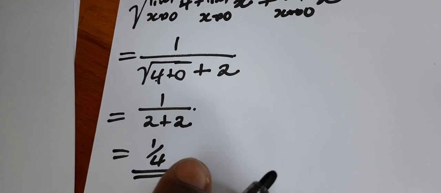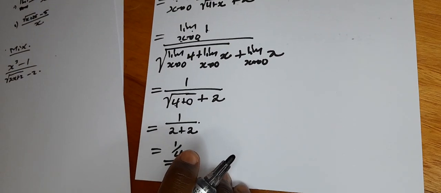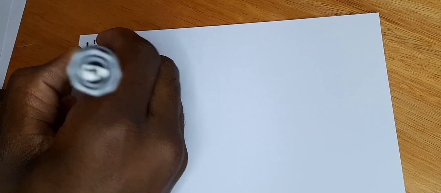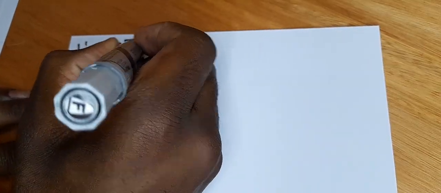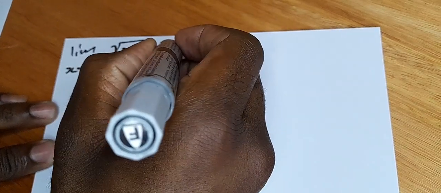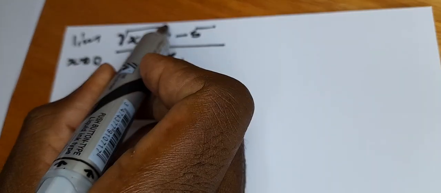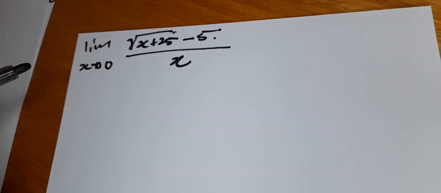So we call this one a rationalization method. Then now we are going to pick the last one on the rationalization method part. We have the limit when x approaches 0 of the square root of x plus 25, and then minus 5 all over x. Here you can see you have the square root, and then you have minus 5 here. So how are we going to find the limit for this one? Since we have the square root, we are going to use the rationalization method.